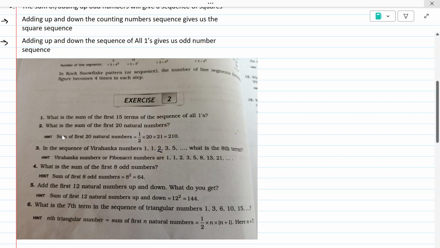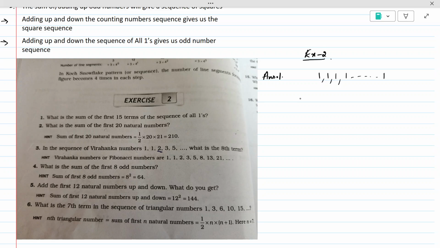First question is, what is the sum of first 15 terms of the sequence of all ones? Okay, wait, I'm just writing exercise 2. Answer number 1. What we have to derive is the sum of first 15 terms of all ones. So we know in the sequence of all ones, we have 1, 1, 1, 1 and so on. And it will go up to the 15th term. Here n is equal to 15. So it will go up to the 15th place also. There also it will be 1 only.